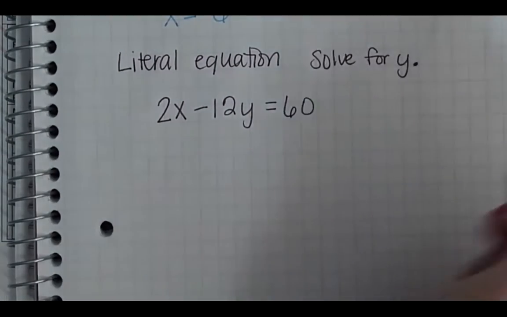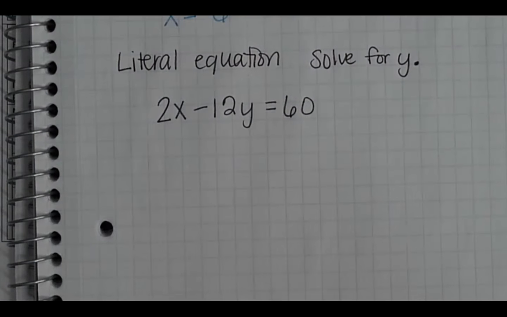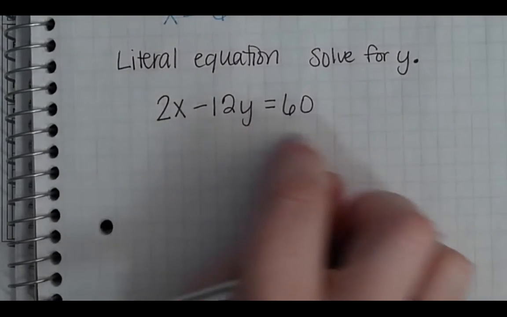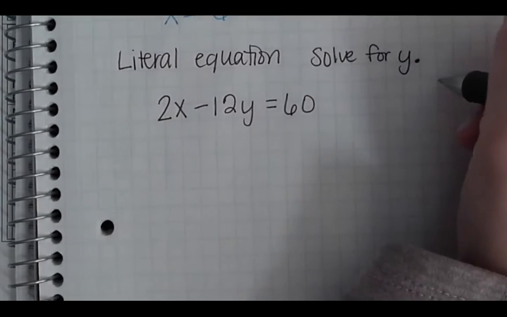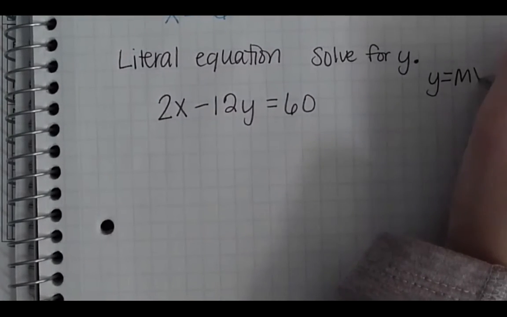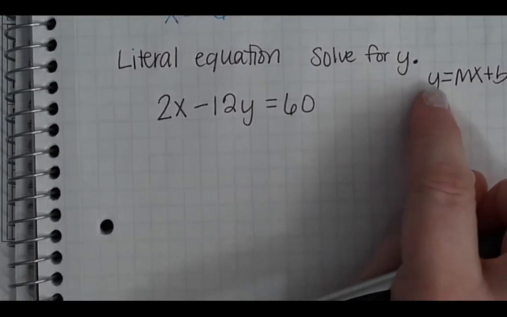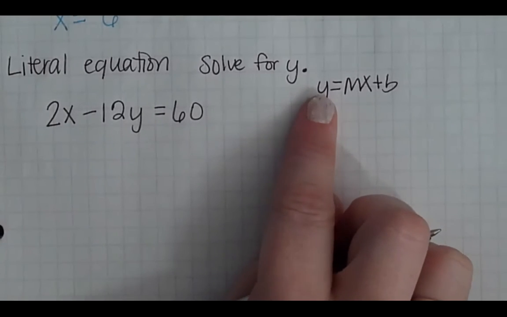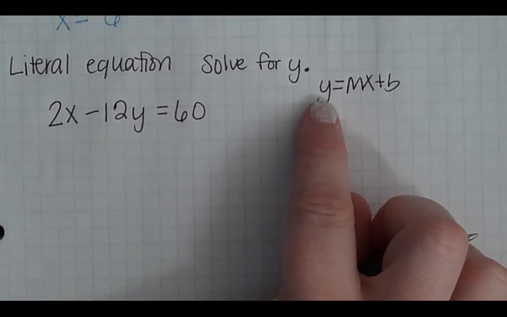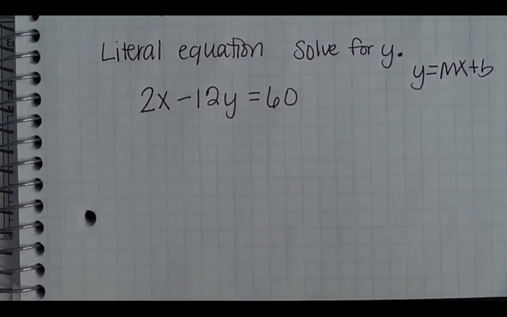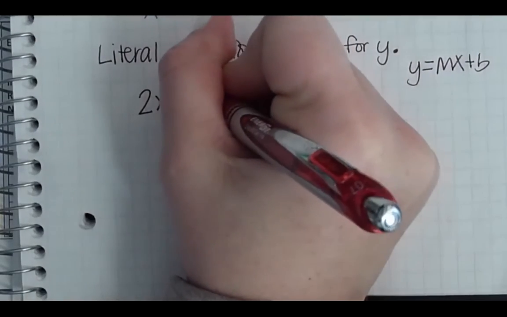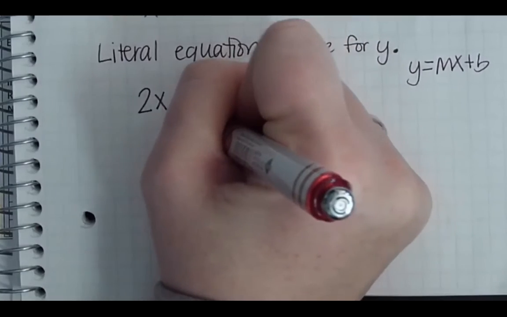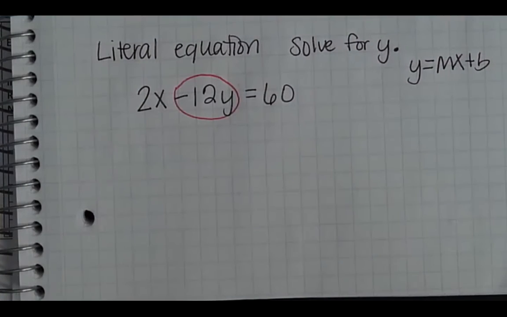for y. This is actually the most common type of literal equation that you will solve because it's getting it from one form into slope-intercept. If you think about slope-intercept form, it's y equals mx plus b, where the y is by itself. So if we look at this problem and I want to solve for y, that tells you exactly what variable to circle. So I'm trying to get this by itself.